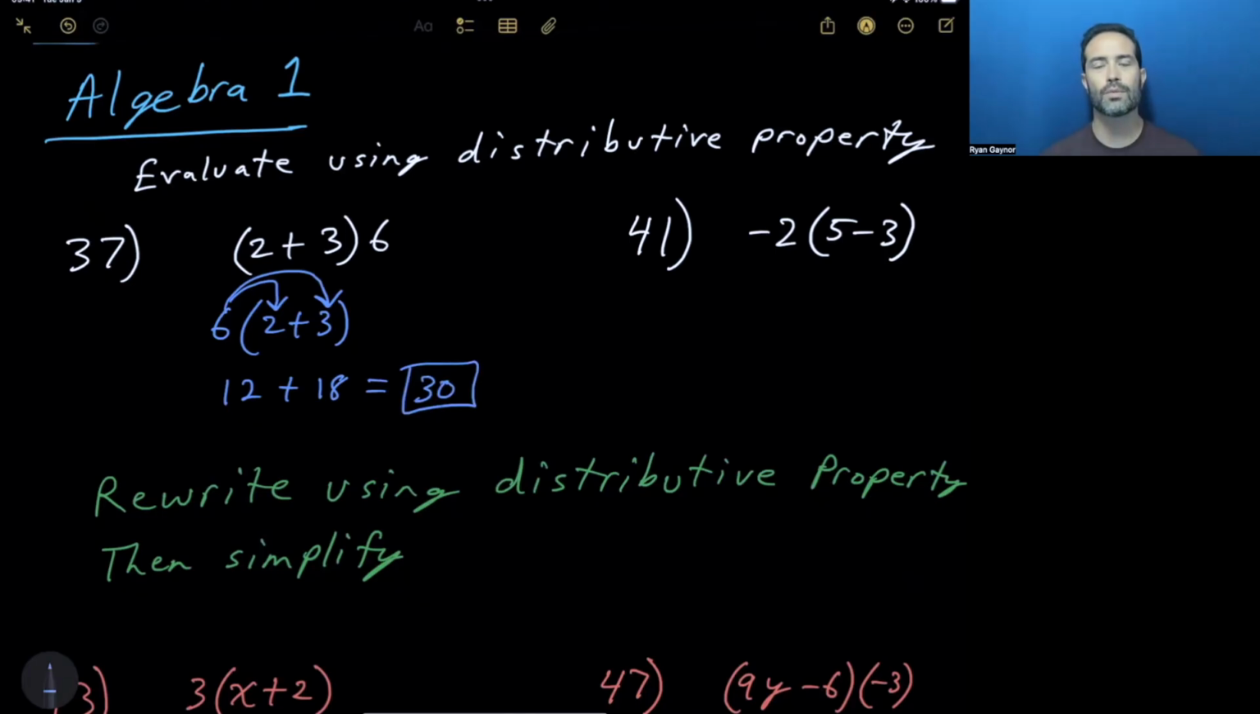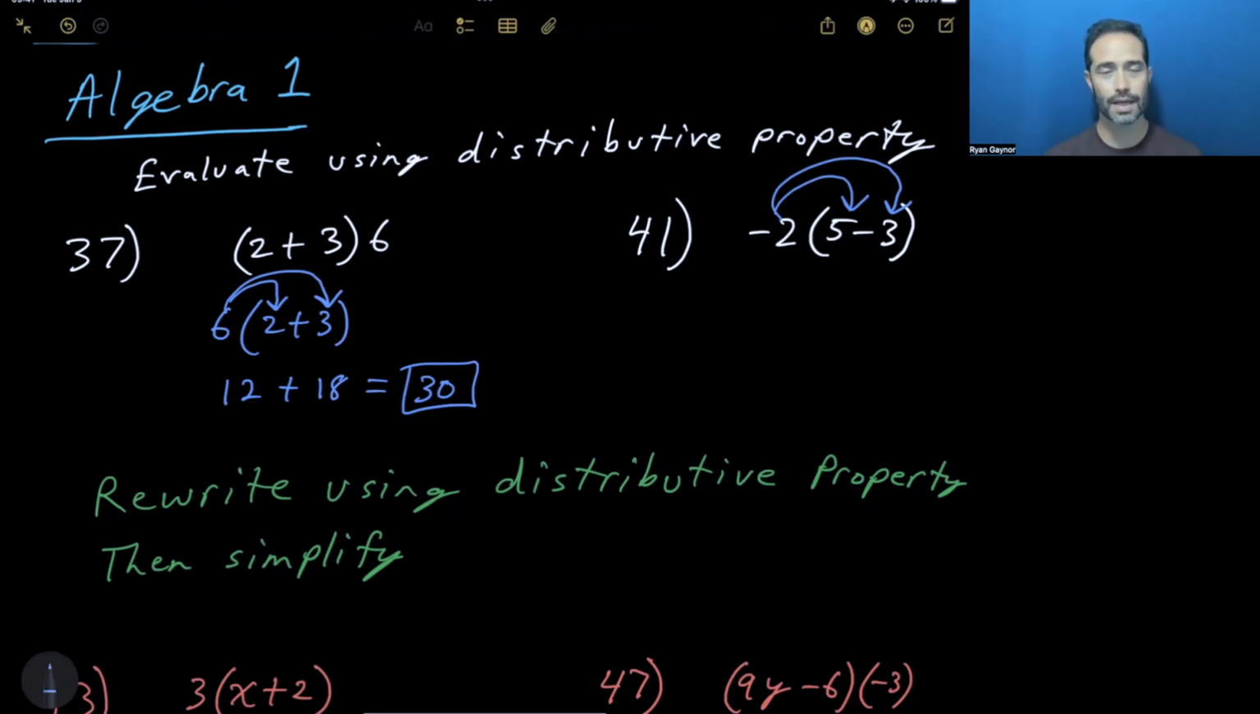All right, let's do one more example using a negative. So here's where you got to be careful. Notice how it says negative 2 times 5 minus 3. So we still have to distribute the negative 2 by multiplying it to each thing. So it's negative 2 times 5, and then it's negative 2 times what? I'll give you a moment to think about it. This is where most students make a mistake.